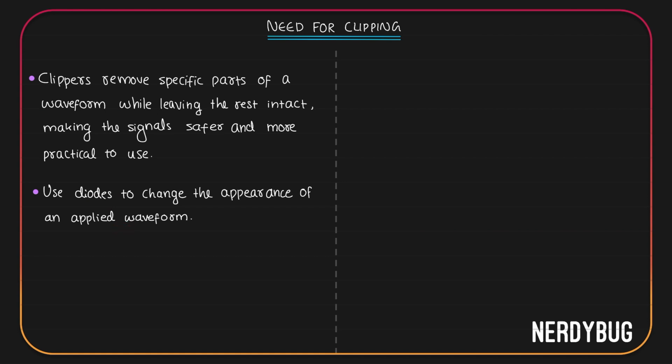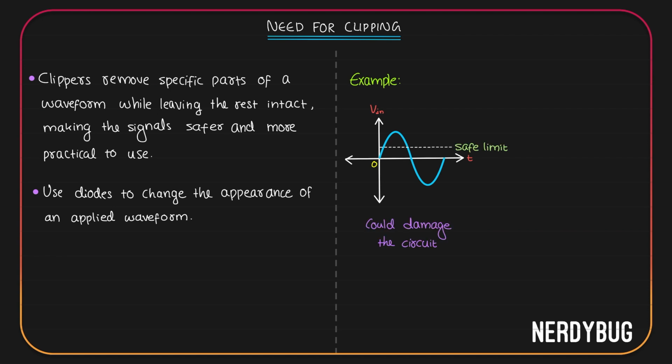For example, consider this. We have a sinusoidal signal that is going as an input to our electronic circuit. But our circuit has a safe limit. It cannot have its input be greater than that. So, this particular input waveform could damage our circuit. So, to protect our circuit, we could do this. Clip the part of the waveform that is above the safe limit so that our input is clean and safe.